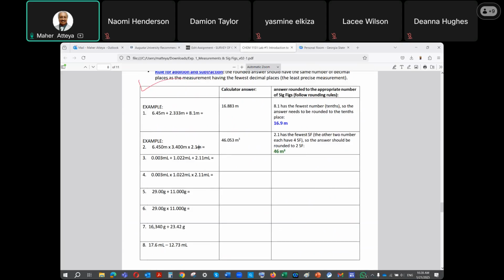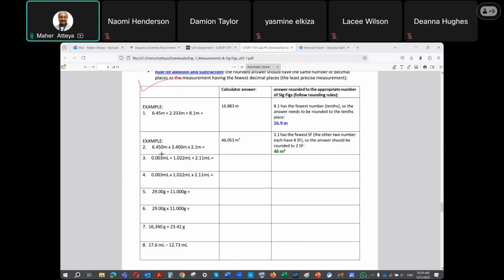Those are significant figure applications. At least you will have to do those here. If you multiply, multiplication and division have the same rules. When it comes to rounding off your answer, it has to be rounded to the least significant figure value in that question.